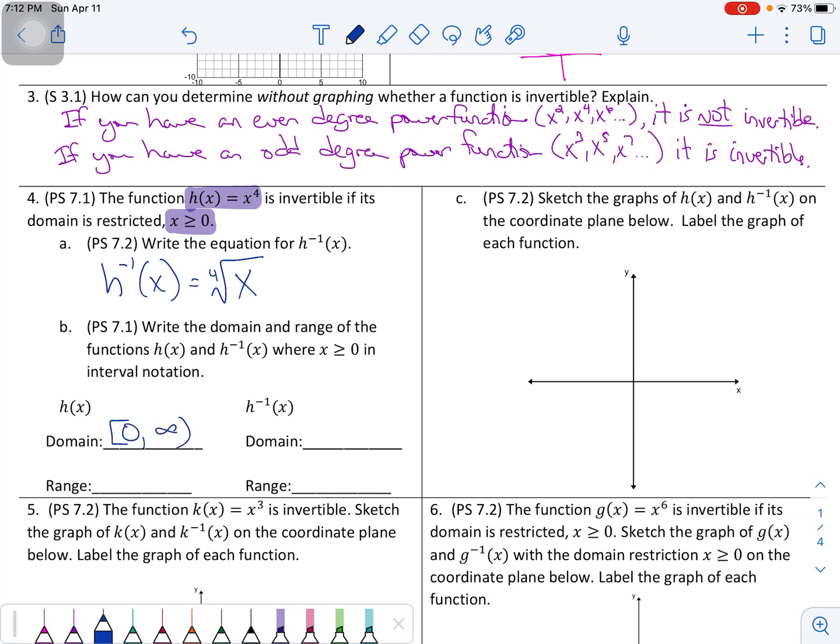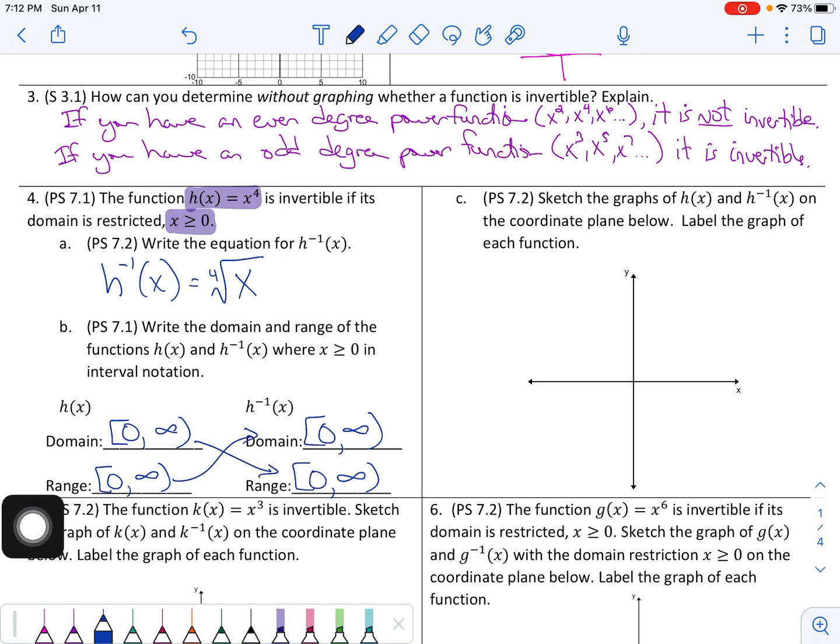Range in this case is also going to be greater than or equal to 0. Now, whatever your domain for the original function is, that's going to be your range for the inverse. Whatever your range for the original function is going to be your domain. Now, these look the exact same, but this domain right here is what becomes that range, and this range becomes that domain. All right, so that's how those inverse functions work, because you're swapping the x's and y's.